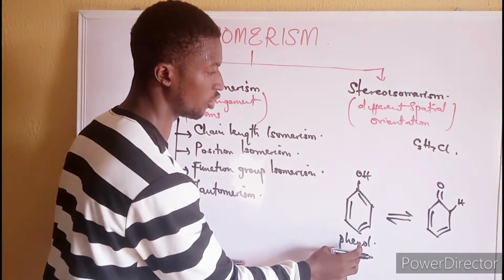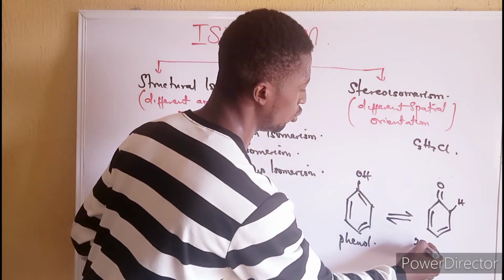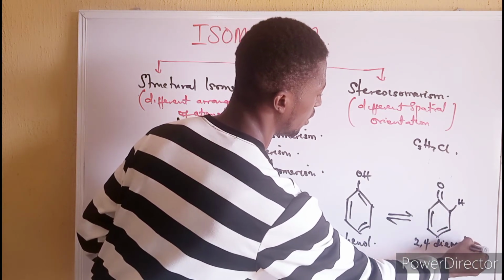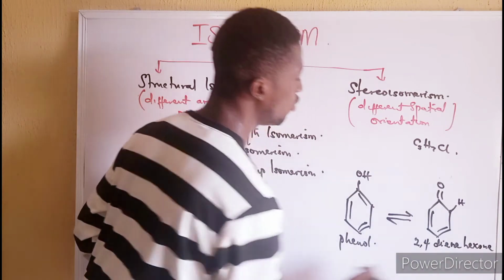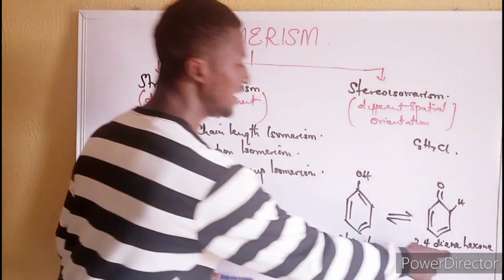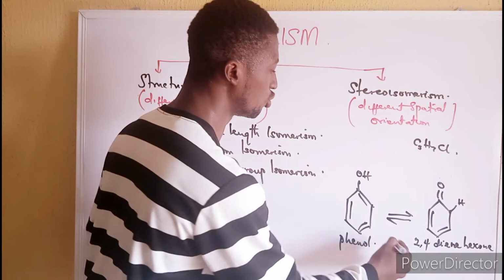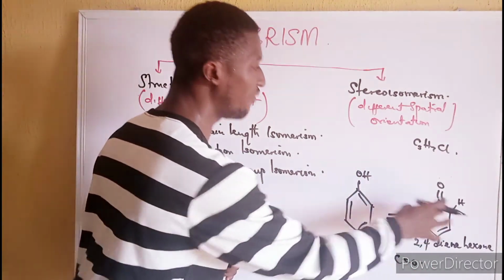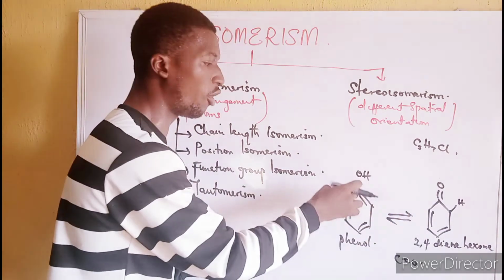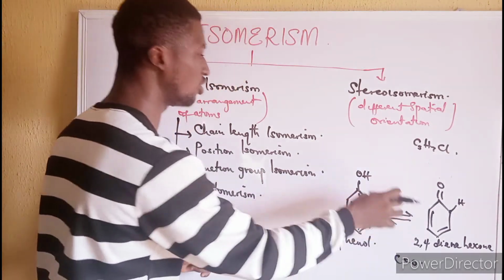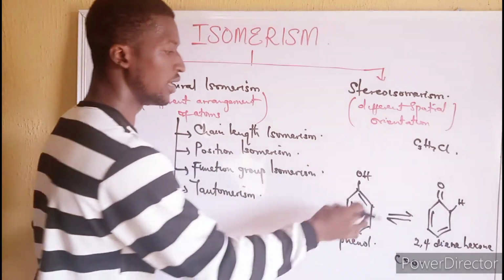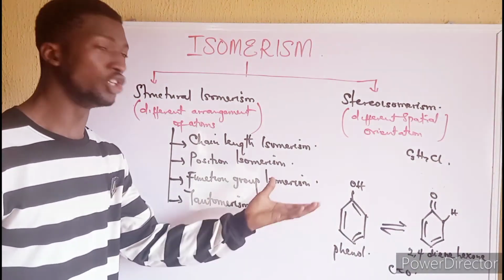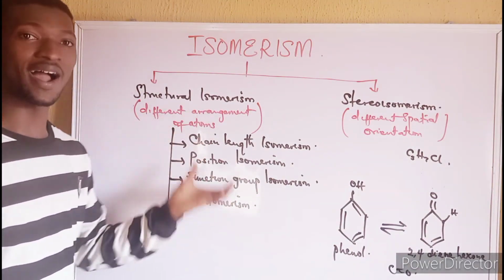So in this case, we call this one phenol, and we call this one 2,4-diene-hexol. Here, the functional group is the carbonyl group, which is C double bond O. The functional group here is OH. However, in this case there is scrambling of bonds. That's the reason it's not called a functional group isomerism. In the case of functional group isomerism, there is no scrambling of bonds. So now, this is everything which you need to know about structural isomerism.